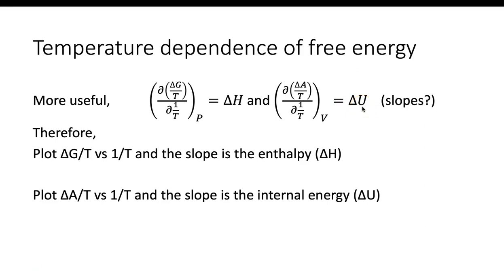So we could plot the delta G over T versus 1 over T, and the slope of that plot at any position would be the enthalpy of that process. So it's one way to evaluate that. We will extend this when we start talking about equilibrium.